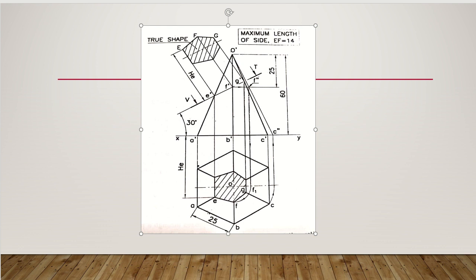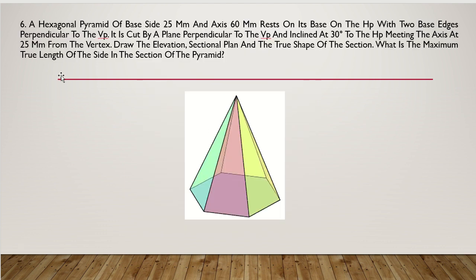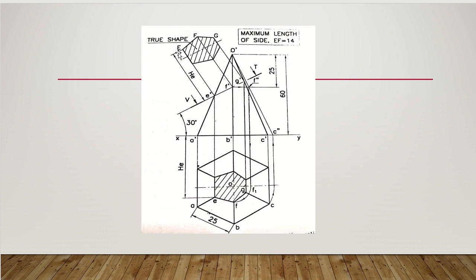Now it's being asked in the question, what is the maximum true length of the side in the section of the pyramid? For that, you measure all the sides of the true section, after which decide which has the maximum length, and please make sure you write it along with the figure itself. You can see over here EF is given as 14. So this completes the 6th problem related to section of solids. We'll meet in the next lecture. Till then, bye bye.